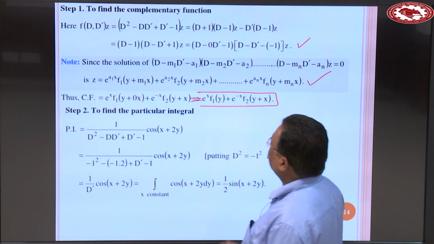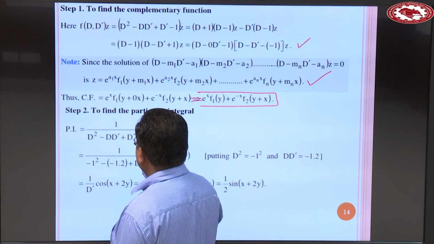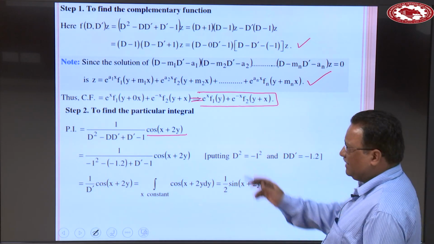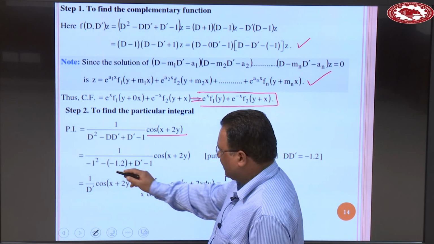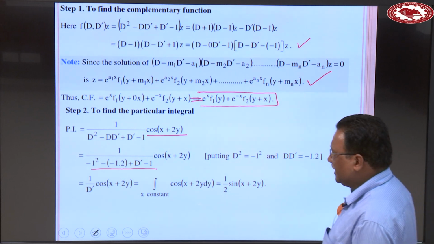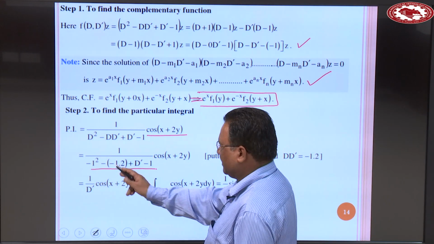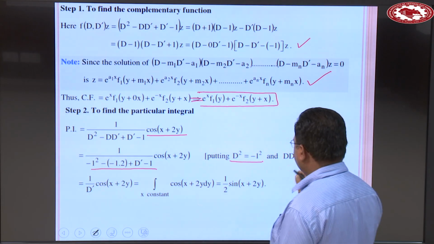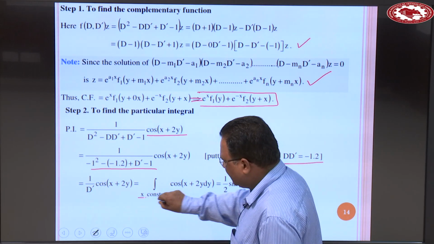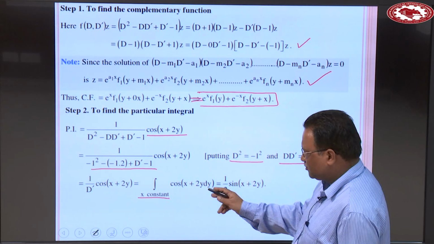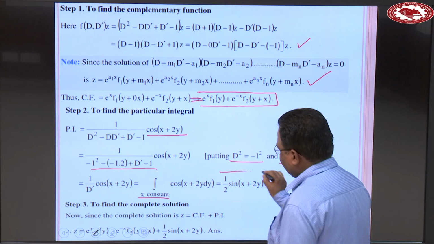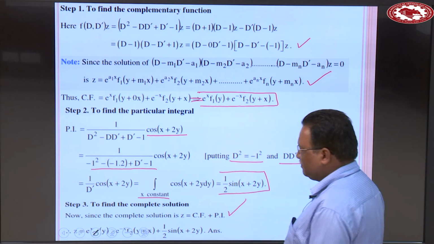And the particular integral is 1 over (D square minus DD' plus D' minus 1) applied to cos(x + 2y). Simplify as usual, and it becomes this. Substitute D square equal to minus 1 square, and DD' equal to minus 1 times 2, so we get this one, and 1 over D' means integral keeping x constant, so the integral of cos(x + 2y) dy, and that one is 1 over 2 sin(x + 2y). Clear? This one is the particular integral. Then write the complete solution for this problem.